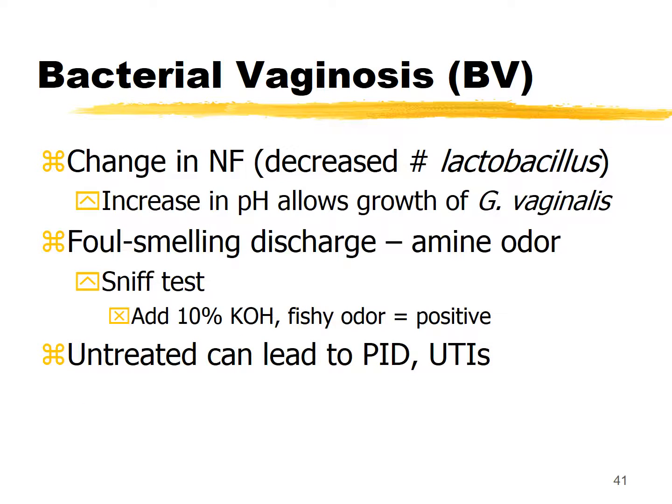What happens in bacterial vaginosis is there's a change in the normal flora. So there's a decrease in the number of lactobacillus and an increase in pH, and this allows Gardnerella to grow. You end up with a foul-smelling discharge with an amine odor. You'll do a sniff test on wet preps. When patients come into the ER, they'll collect a saline tube with a swab from the vaginal area. We'll take a drop of that and add 10% KOH, and you smell a fishy or amine odor, and that's positive. Untreated can lead to pelvic inflammatory disease and urinary tract infection.